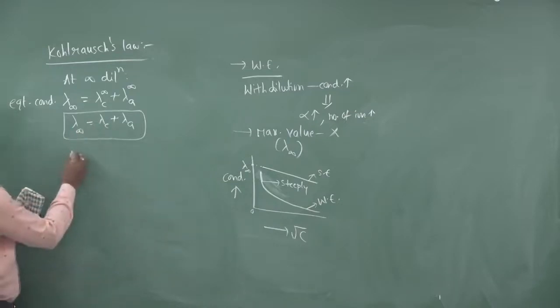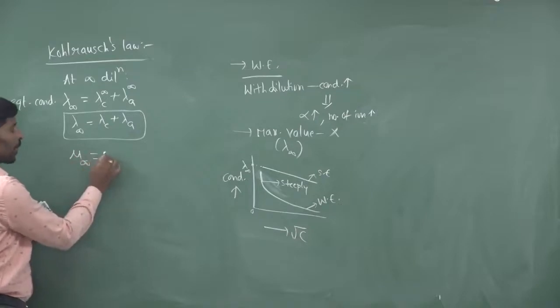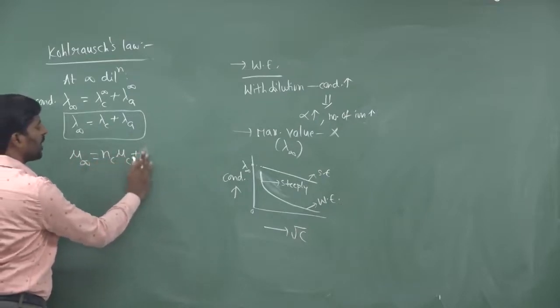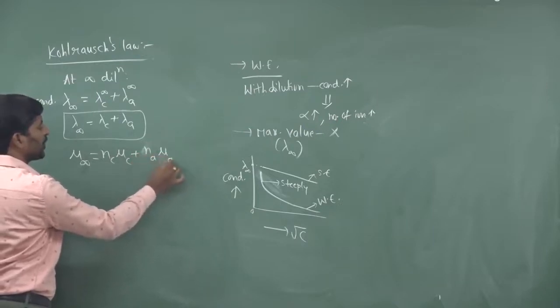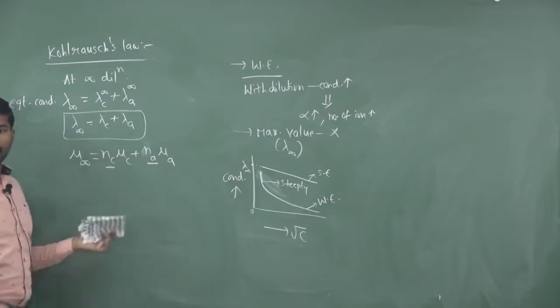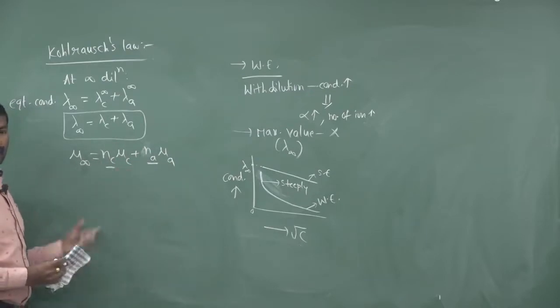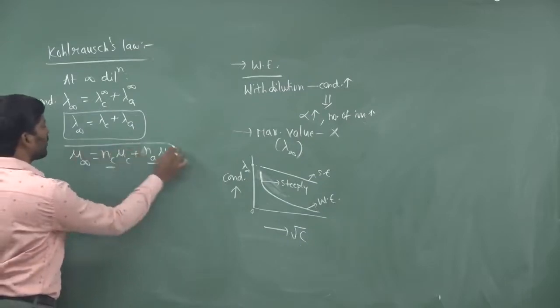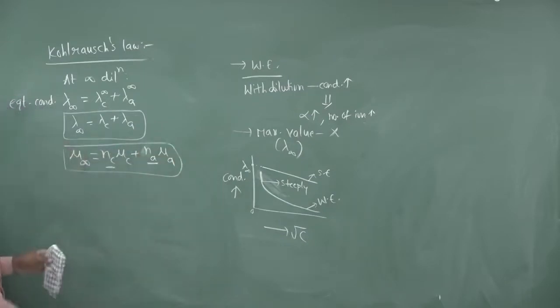This is equivalent conductance. If you take molar conductance, it is Nc mu c plus Na mu a. So the difference is, in the case of molar conductance we have to concentrate on the number of moles of cations and anions obtained during dissociation. Stoichiometric numbers also we have to concentrate on. Mu infinity is Nc mu c plus Na mu a.